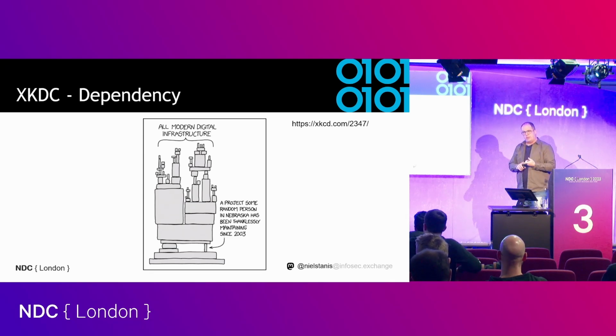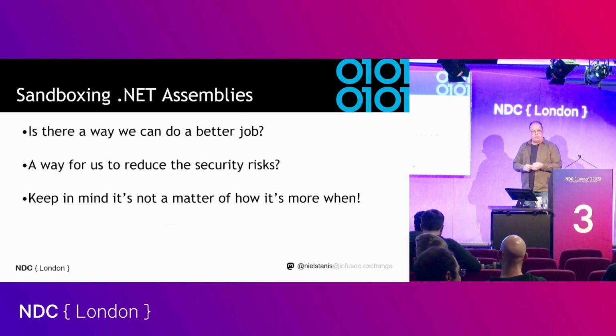So vulnerabilities, we need to update them. There might be stuff that we're not even aware of. So is there a way for us to do a better job? That was how I started out this concept, saying, hey, can we find a way to reduce the risk of the libraries that we pull in, but still keep our productivity, right?